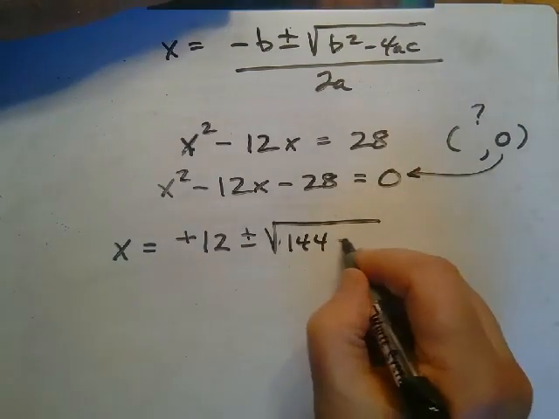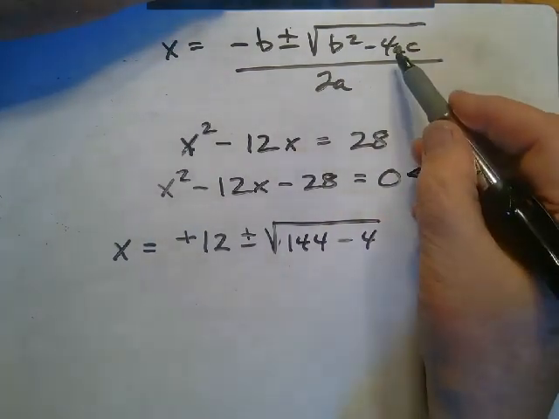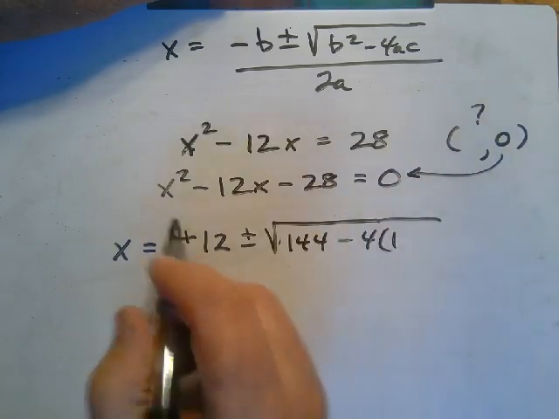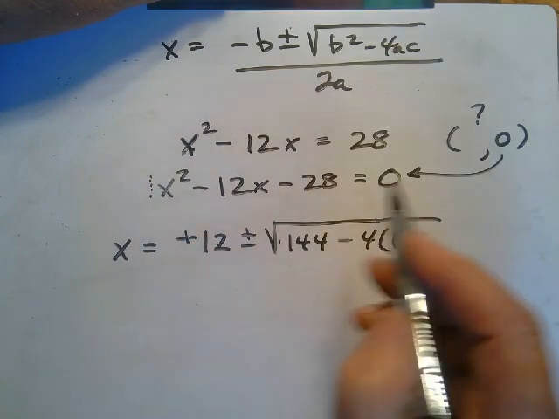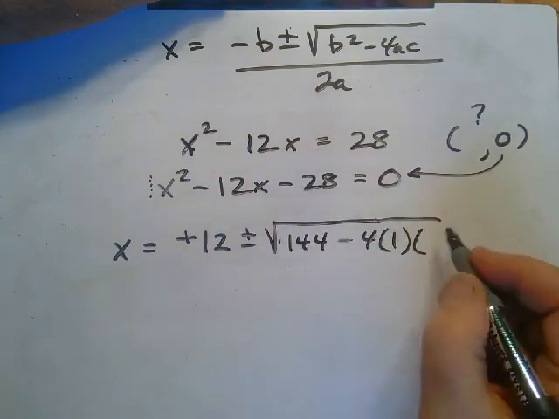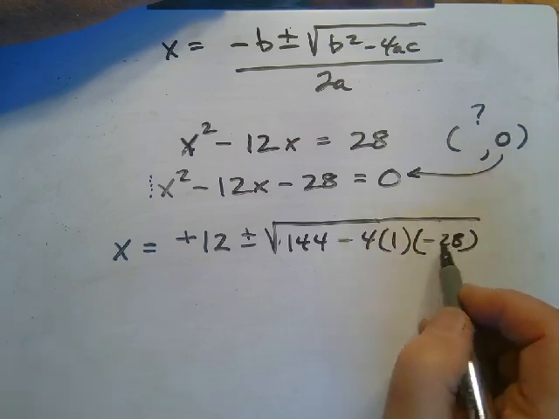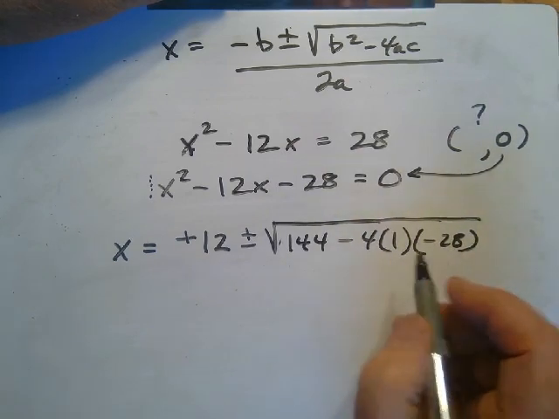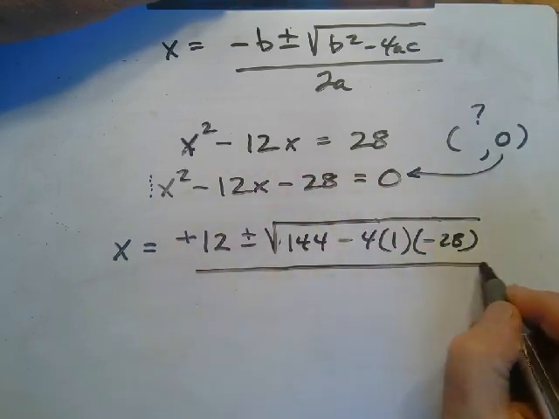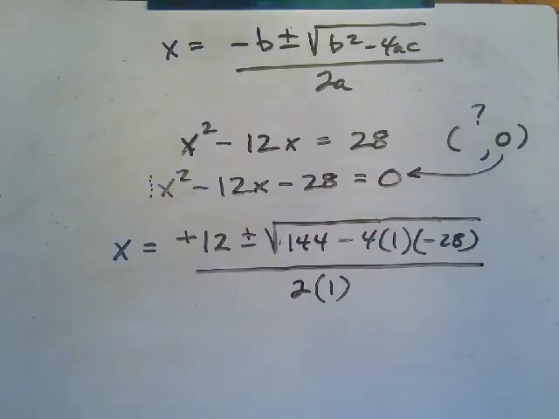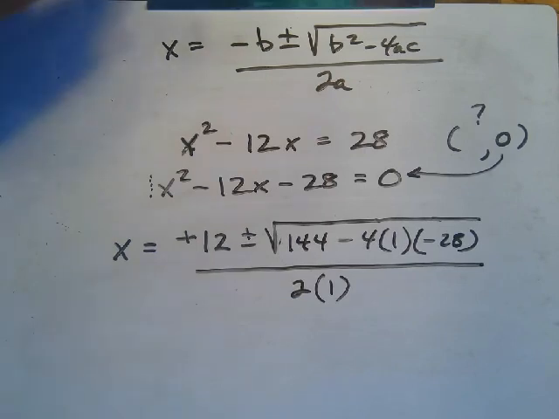B squared minus 4, and this is times a, and I'm going to put a in parentheses here. A is 1, it's right here, and c is negative 28. Notice I'm putting a and c in parentheses here. They're going to get multiplied times 4. All over 2 times a. In this case, a was 1. So there it is. Now it's a matter of just kind of doing the arithmetic here. And if you use your calculator, it might just be more work than necessary.